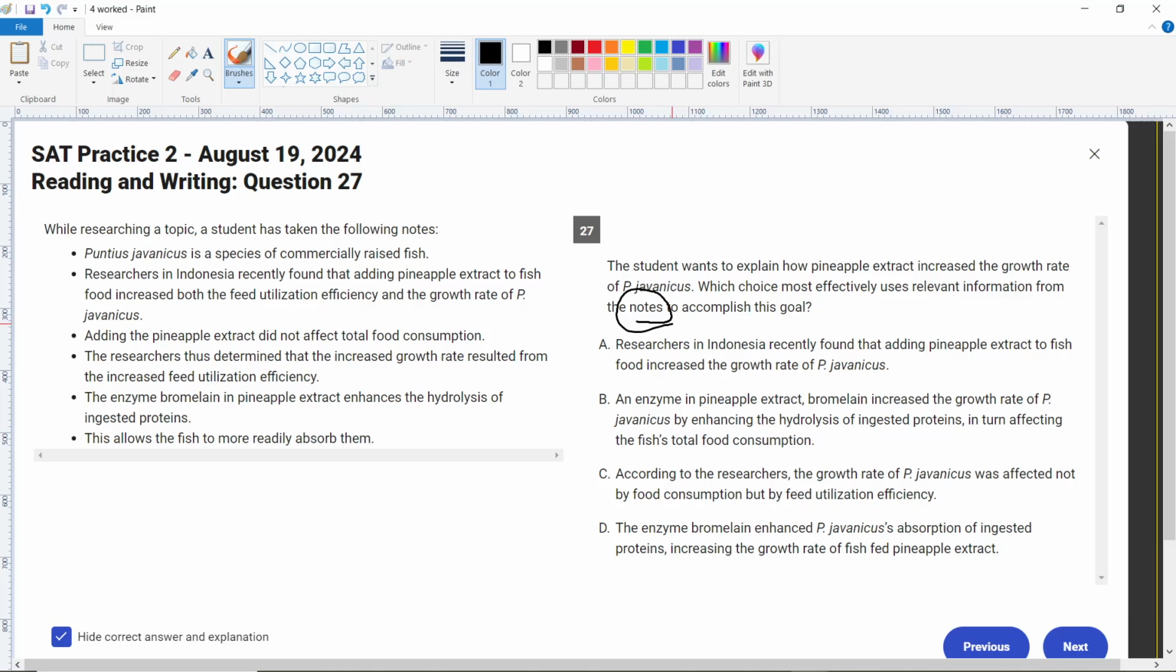So this is a notes question. I'm going to look at the answer choices and eliminate the three that don't mention the thing the student wants to accomplish. Sometimes in the hard versions of this type of question, two answer choices will address what the student wants to accomplish. I've never seen one with three. Then I have to look in the notes and see which one contains a mistake.